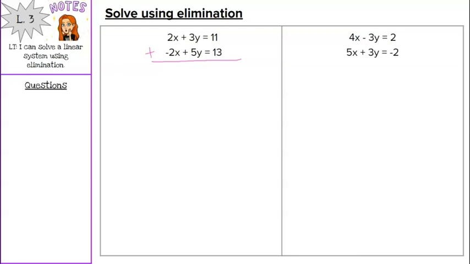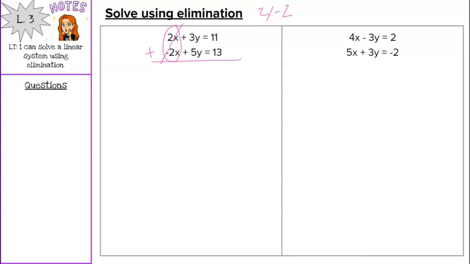So if you look here, we see opposites, 2x and -2x. +2 and -2, those are opposites. And that's what we're looking for with elimination. We're looking for opposites with one of our variables. So in this case, our variable x is going to be eliminated because 2 plus -2 is 0. That means we get rid of our x's. They're gone. They are eliminated.